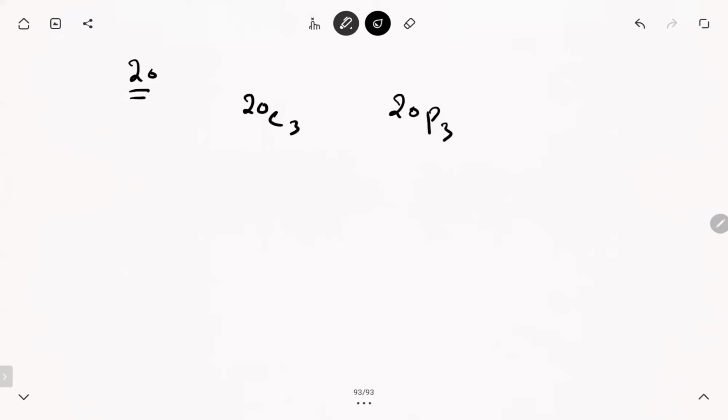If you have to choose only, so it's combination. If you have to choose and arrange, so it's a permutation.